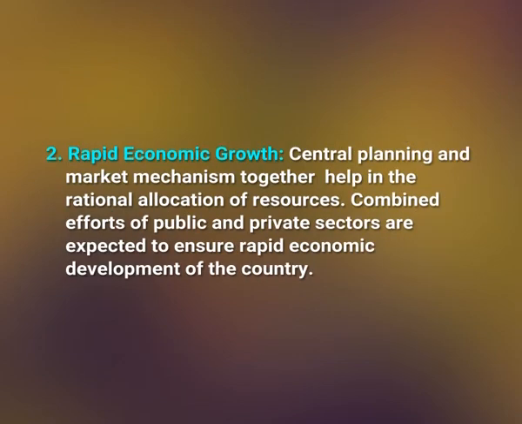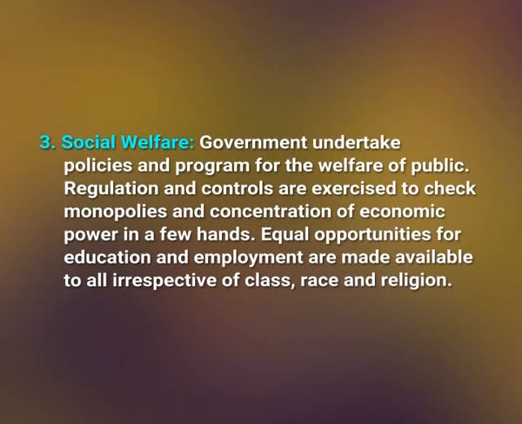Second is rapid economic growth. Central planning and market mechanism together help in the rational allocation of resources. Combined efforts of public and private sectors are expected to ensure rapid economic development of the country. Next is social welfare. Government undertake policies and programs for the welfare of public. Regulation and controls are exercised to check monopolies and concentration of economic power in a few hands. Equal opportunities for education and employment are made available to all irrespective of class, race and religion.